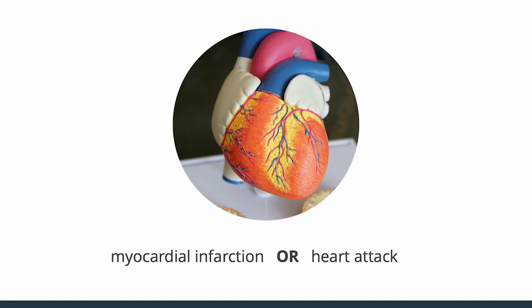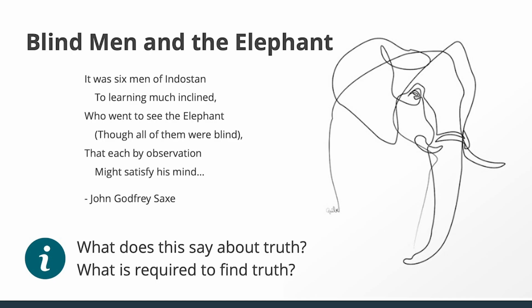I like to discuss, when we're thinking about this, an old parable that has been made into a poem by John Godfrey Saxe. It's actually a really ancient story about blind men and the elephant. I'll read the beginning of the poem, which was written in the 1800s. It goes, "It was six men of Indostan, to learning much inclined, who went to see the elephant, though all of them were blind, that each by observation might satisfy his mind."